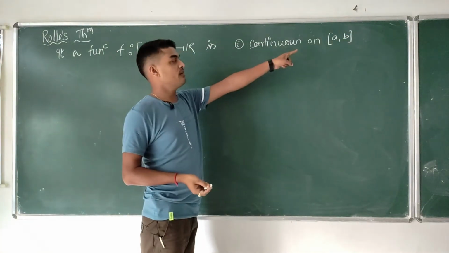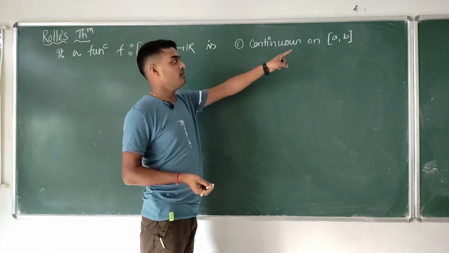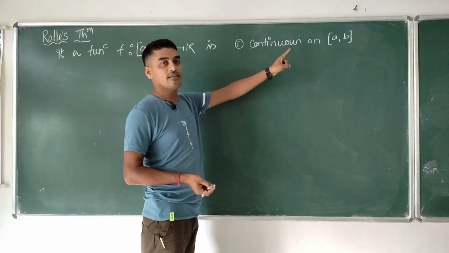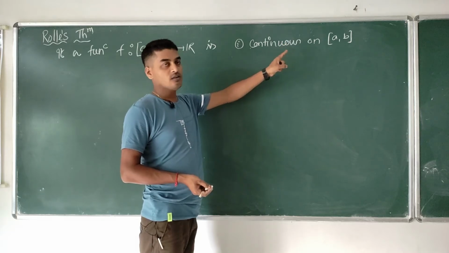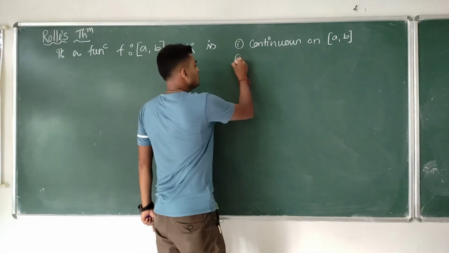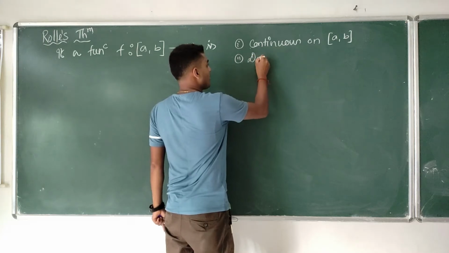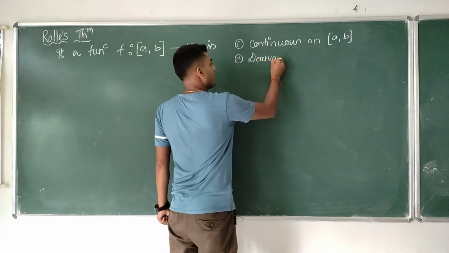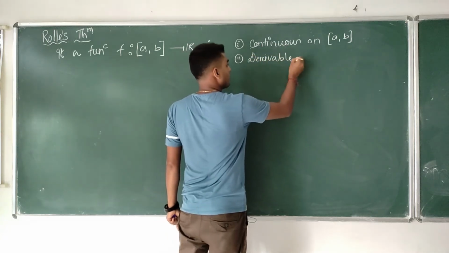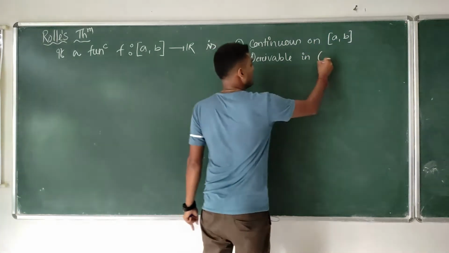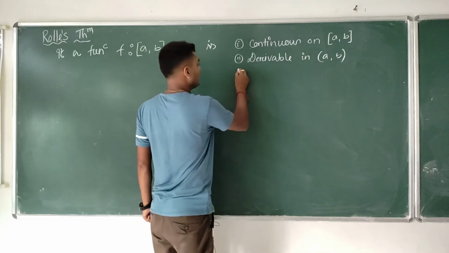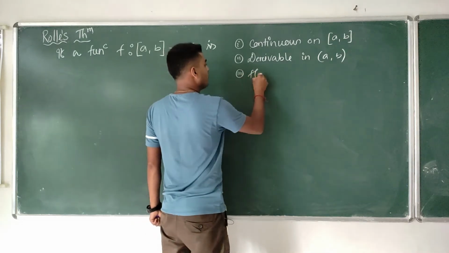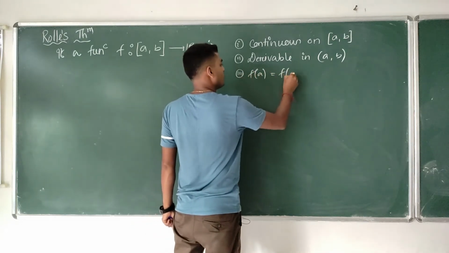Continuous on the closed interval a b means in between a and b, for each and every value of x you will have the corresponding images. Okay. Number 2, derivable in the open interval a comma b, and third one, f of a is equal to f of b.